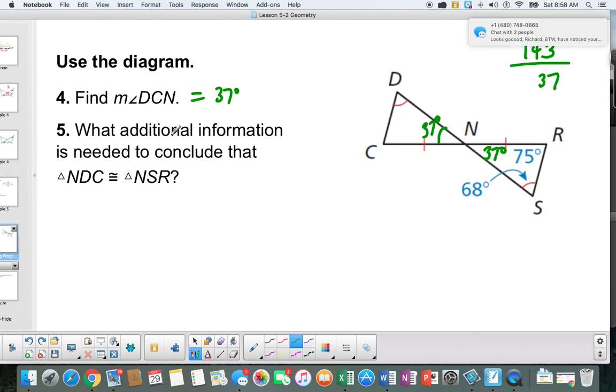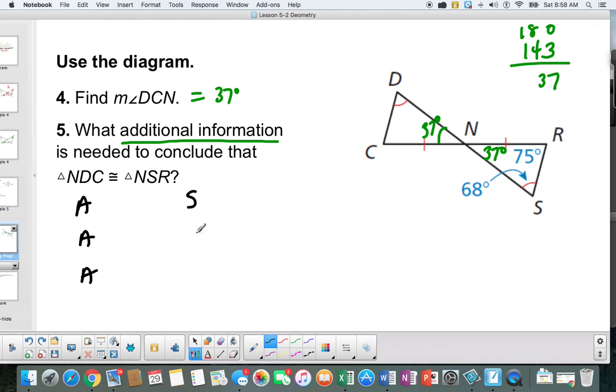All right, now I want to find the additional information that's needed to conclude the triangles are congruent. Now, in order to prove triangles congruent, I need to have all 3 angles congruent and all 3 sides congruent. So we know that angle D is congruent to angle S. We know that angle D and C is congruent to angle R and S. These are these vertical angles. And we know the third angles theorem will tell us that angle C is congruent to angle R. So we have all of these angles.